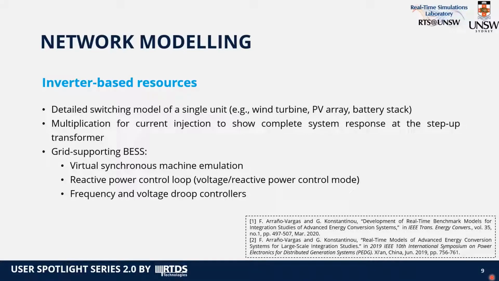Solar and wind farms, as well as the battery, have been modeled based on a digital switching model of a single unit, whose current injection to the system is multiplied at the step-up transformer to represent the corresponding power rating. For the battery, we have considered two control operation modes: the grid following mode, which uses PLLs to synchronize to the grid, and the grid supporting mode based on virtual machine technology. In the latter case, the battery doesn't use the PLL to synchronize to the grid, but uses the synchronous machine swing equation as reference. For both cases, though, the battery contains a reactive power control loop, and frequency and voltage droop controllers.